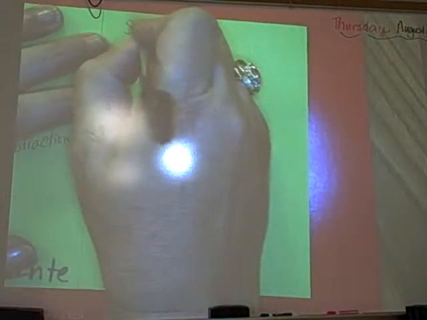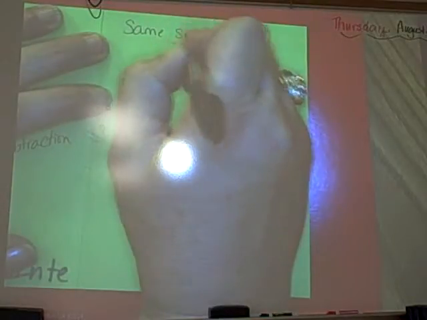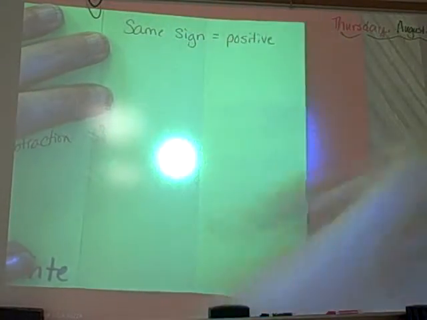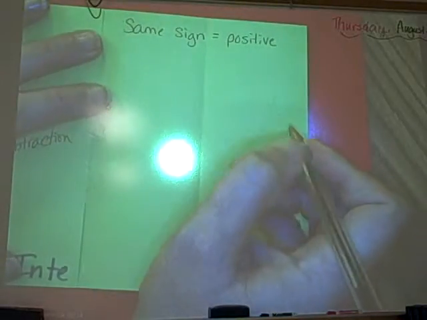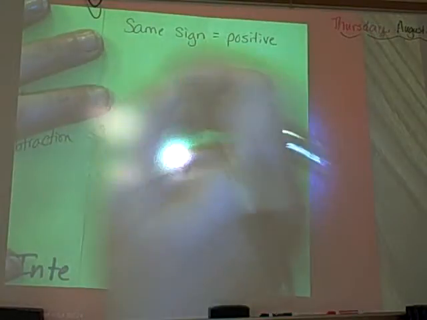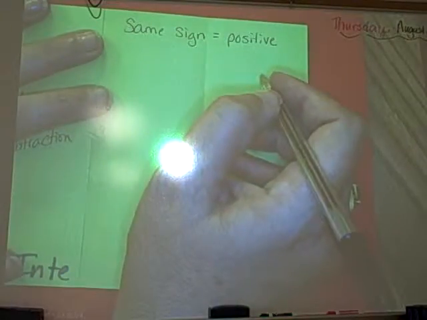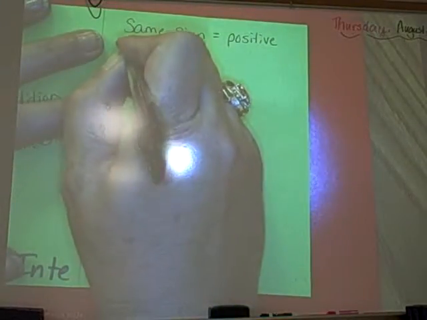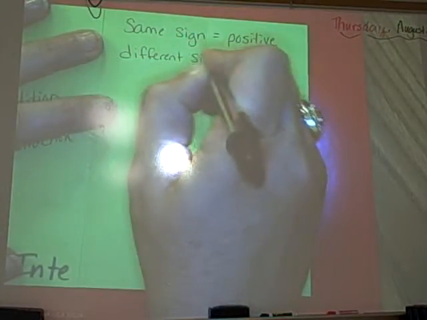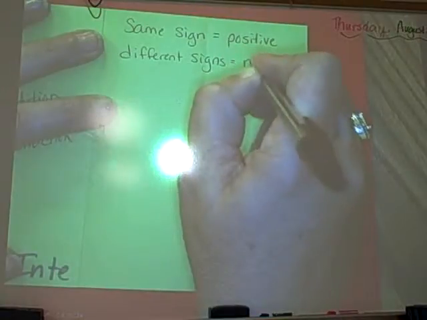Okay, so on multiplication and division, if they are the same sign, your answer is positive, no matter what. If they're both positive, your answer is positive. If they're both negative, your answer is positive. If they're different signs, your answer is negative.